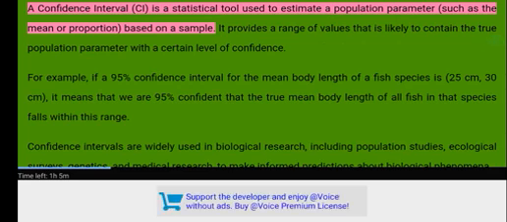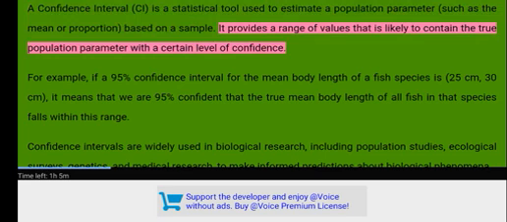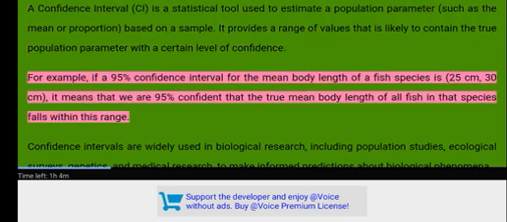A confidence interval, CI, is a statistical tool used to estimate a population parameter, such as the mean or proportion, based on a sample. It provides a range of values that is likely to contain the true population parameter with a certain level of confidence.